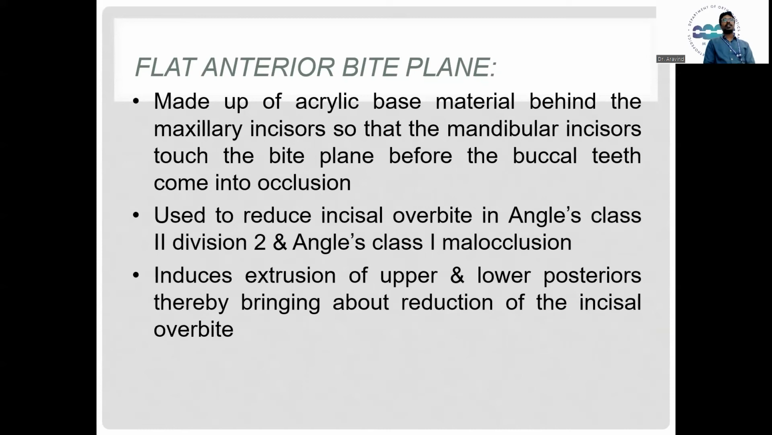Next, we have the flat anterior bite plane. It is usually made of acrylic base material behind the maxillary incisors, so that the mandibular incisors touch the bite plane before the buccal teeth come into occlusion. It can be used to reduce the incisor overbite in Angle's class 2 division 2 and Angle's class 1 malocclusion also. It basically induces an extrusion of the upper and lower posteriors by disoccluding them, thereby bringing about the reduction of the incisor overbite.